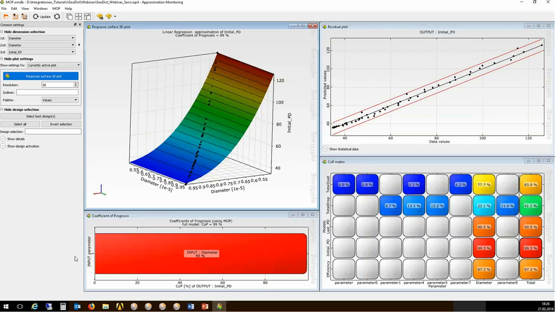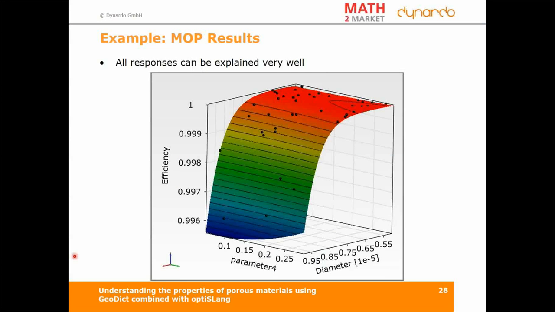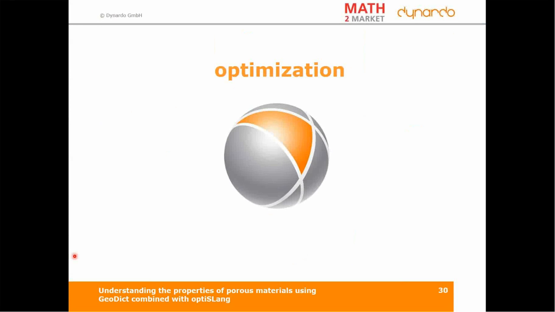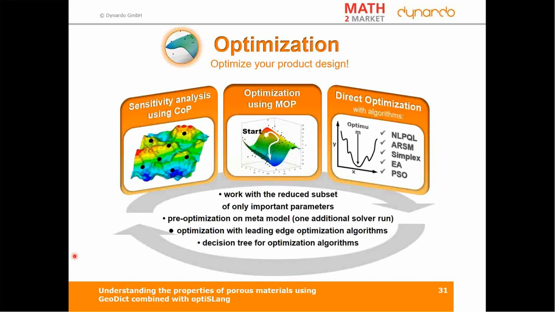And when we want to go on, we want to go to the optimization. So the optimization, we should check the theory a little bit. Within the optimization, we want to find the parameter set which improves our performance compared to the initial design. And to do that, we start with using only the important parameters which we have found within the sensitivity study.